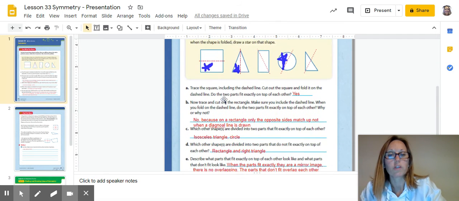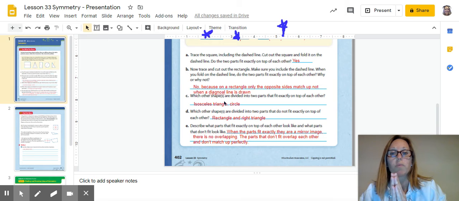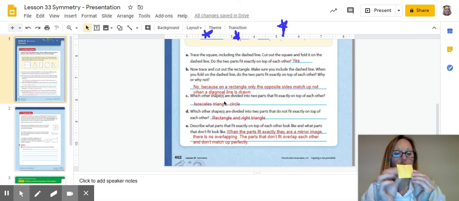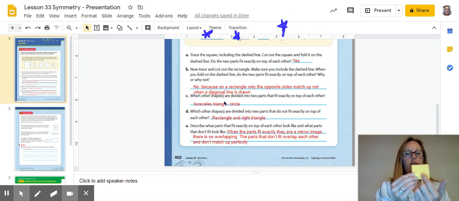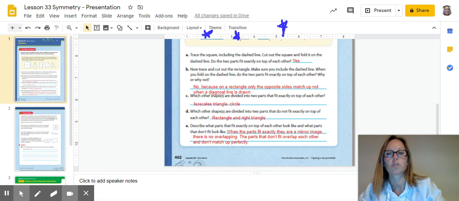So basically, when you're looking at a shape and it's asking you to draw a line of symmetry, what you want to do is make sure that you can either look at it and say, is that a mirror image on the other side? Or, if I folded this shape, would it fit exactly on top of each other? Okay, so that's what you want to focus on.